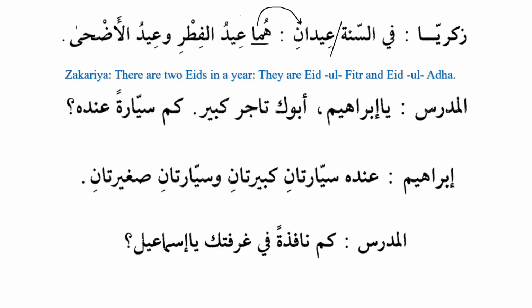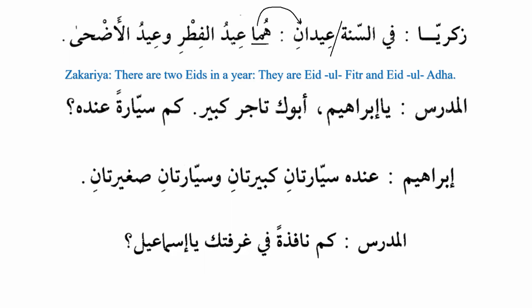Zakaria: Fi sanati Eidani. There are two Eids, or there are two festivals in a year. Huma, now we can see that Huma is used for the dual, and it refers to Eidani. Huma Eid al-Fitri wa Eid al-Adha. So Zakaria says there are two Eids in a year. They are Eid al-Fitr and Eid al-Adha.